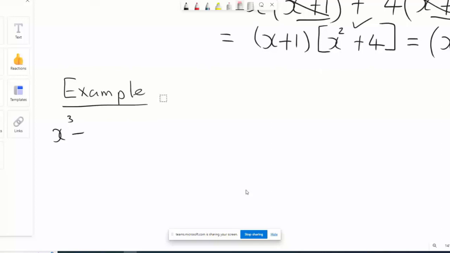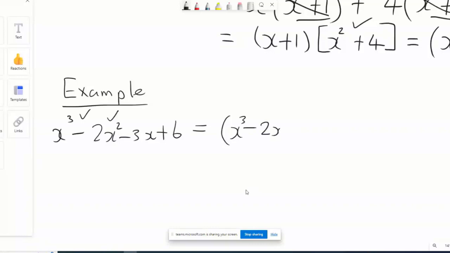x cubed minus 2x squared minus 3x plus 6. Again, we will look at terms to group together. Based on the powers here, I would take x cubed and minus 2x squared. Someone might try something else and it may still work. But for me, the natural choice would be to group those first 2 terms. And then lastly, I can take out a common factor for minus 3x and 6. I take out minus 1.